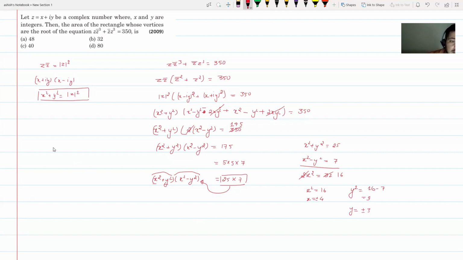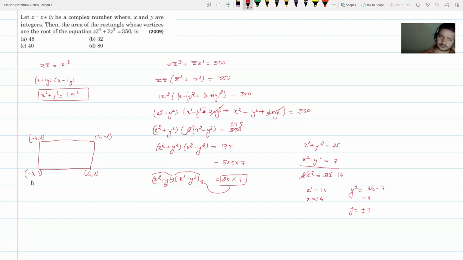So the coordinates of the rectangle that you will get, we can write like this. It is an alternate coordinate. Suppose first I write 4 comma 3. Then you will get 4 comma minus 3. And here you will get minus 4 comma minus 3. And this one will become minus 4 comma plus 3. Something like this that you will get.